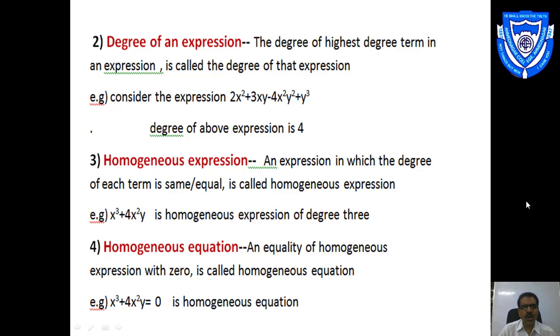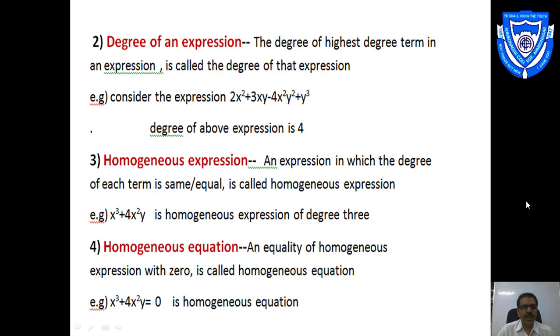Third subtitle, homogeneous expression. Now what is a homogeneous expression? An expression in which the degree of each term is the same or equal is called a homogeneous expression. Whenever you take any mathematical expression, whatever terms are included, each term has its own degree. So whenever all those terms possess equal degree in the given expression, under this condition that mathematical expression is considered to be a homogeneous expression.